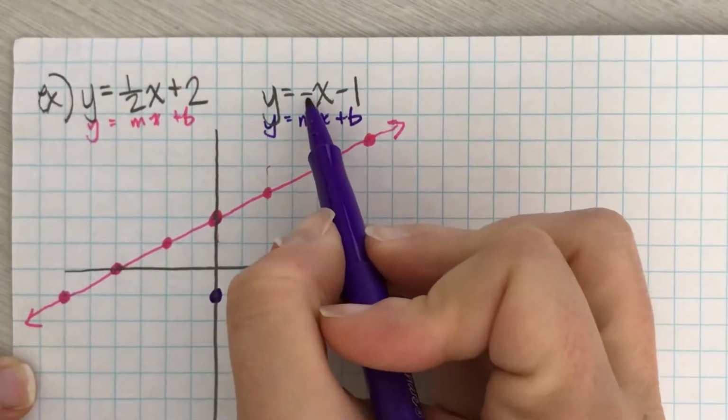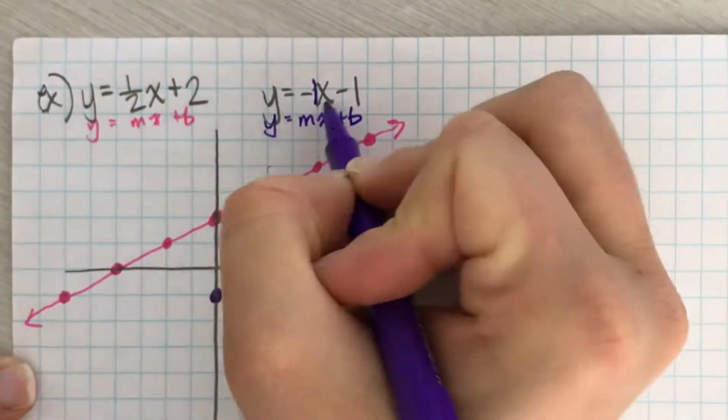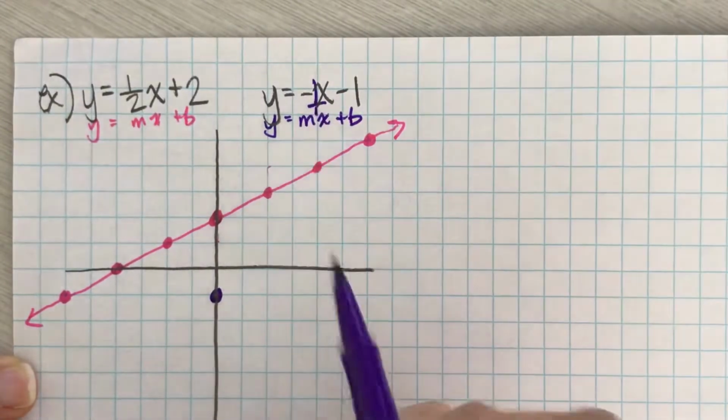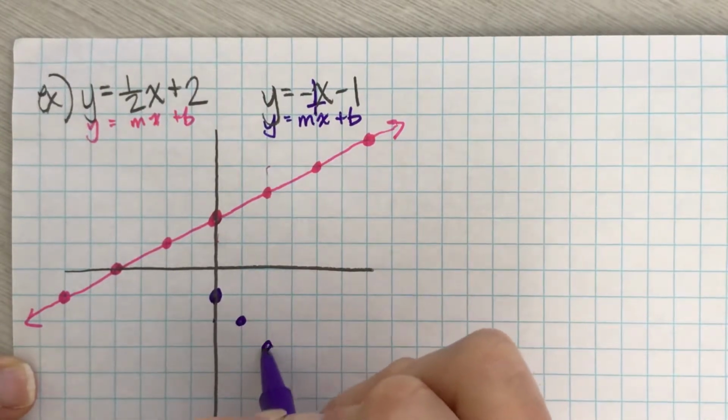And then my slope doesn't look like it's there, but remember you can always fill in a 1 right there. And I'm actually going to even fill in a 1 over 1. So my slope is -1 over 1. So down 1, run to the right. Down 1, run to the right.